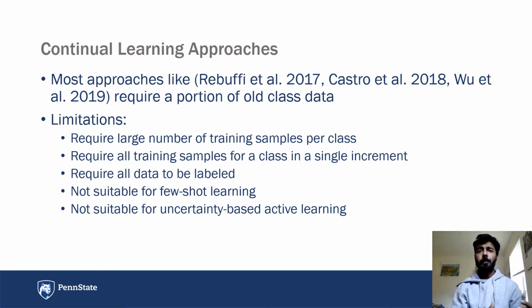Most of these techniques require a large number of training samples per class. Further, they also require all the training samples of a class in a single increment, which might not be the case in real-world scenarios when the data might be coming in a streaming manner and samples for the same class can be coming in different increments. And lastly, these techniques are not suitable for uncertainty-based active learning.